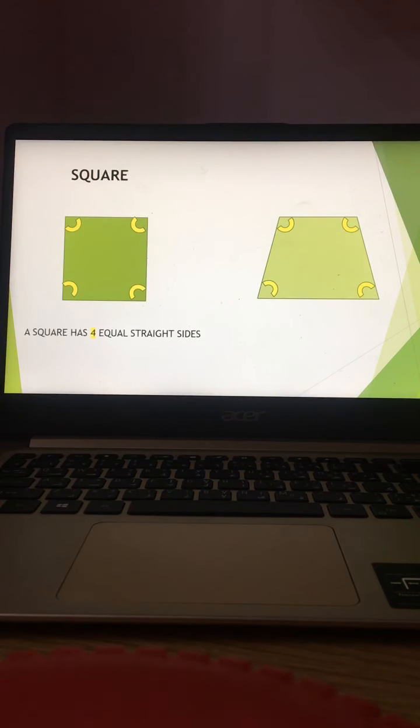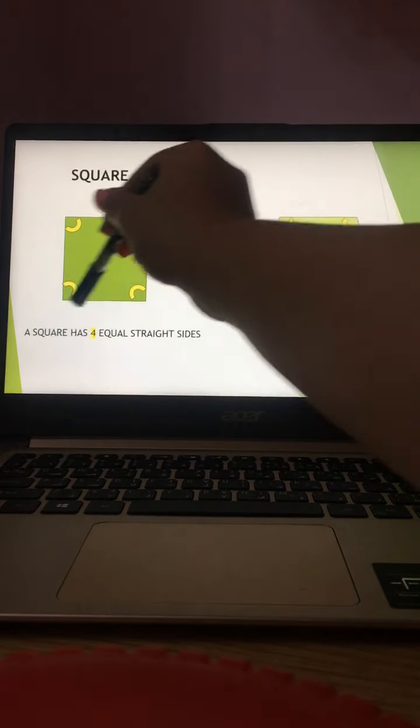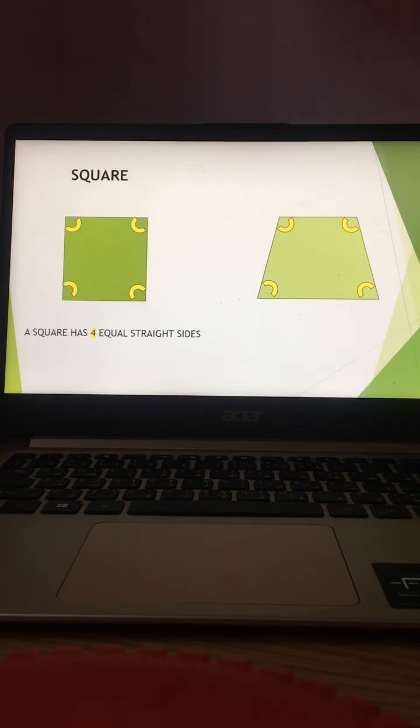We also talked about the square. The square has 4 equal straight sides because, as you can see, the 4 sides are equal. So the square again has 4 equal straight sides.